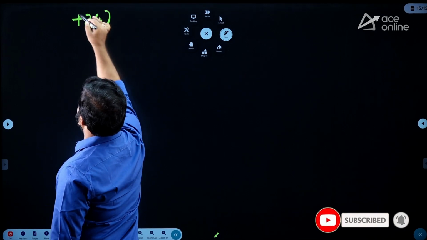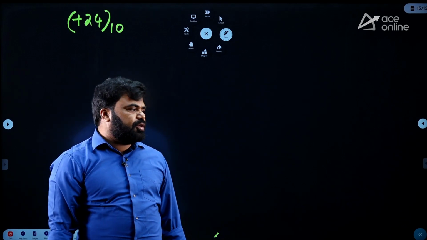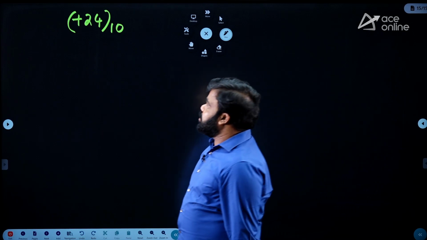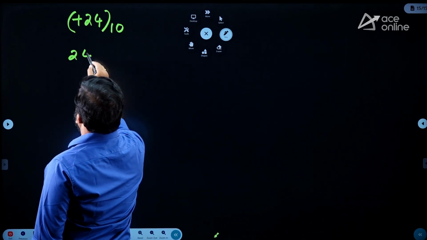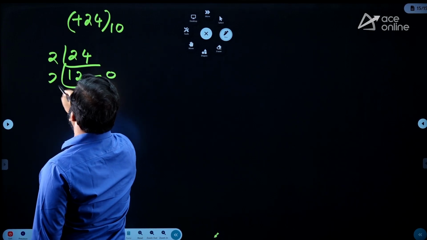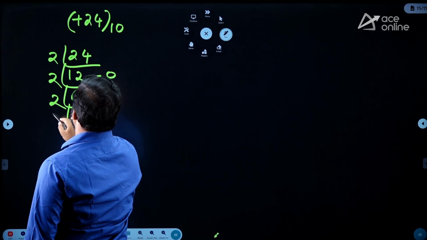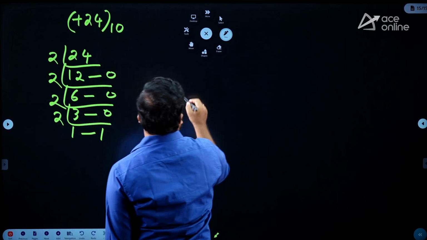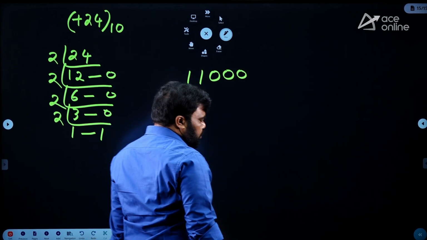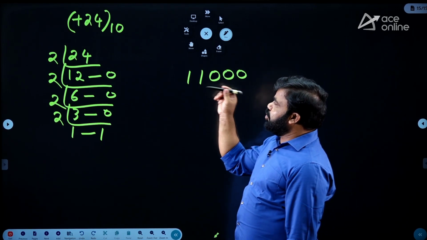Plus 24 decimal using 8 bits in signed magnitude, 1's and 2's complement representation. So if I take 24: 2 12s are 24, remainder 0; 2 6s are 12, remainder 0; 2 3s are 6, remainder 0; 2 1s are 2, remainder 1. What are we getting here? 1 1 0 0 0. It is the magnitude of 24.